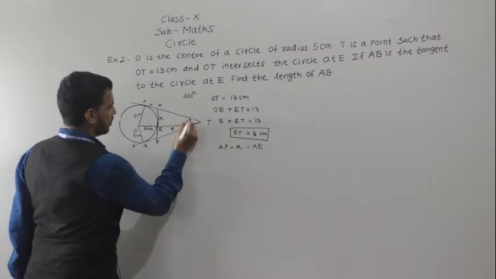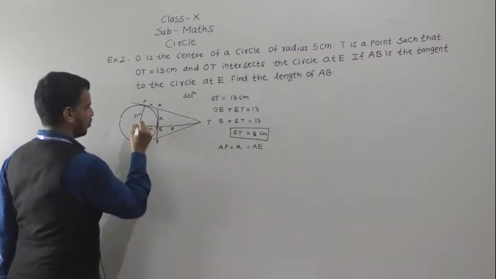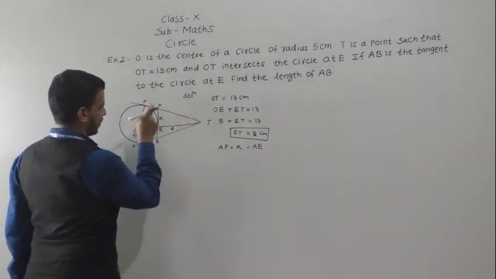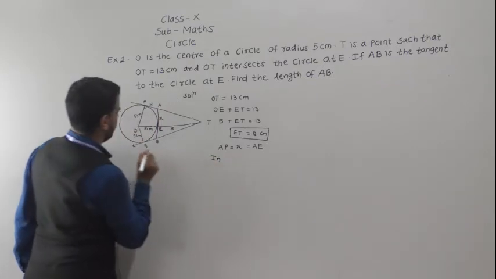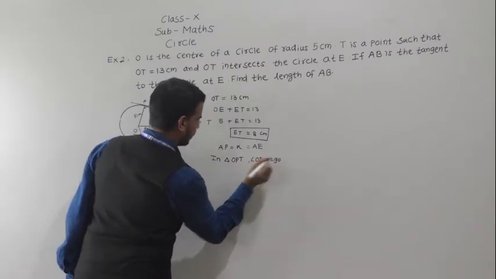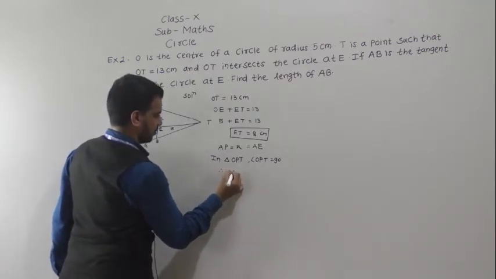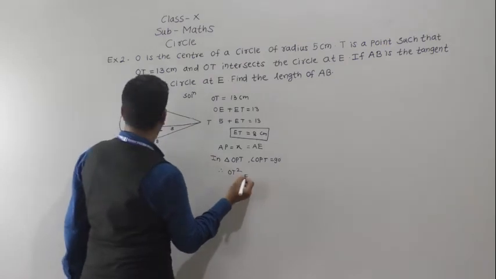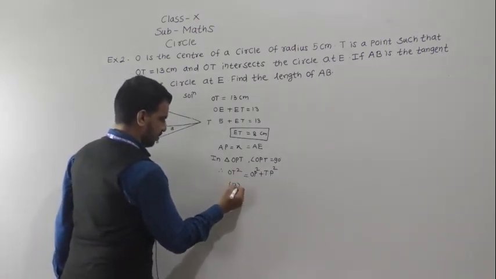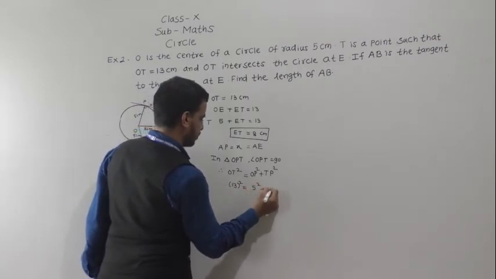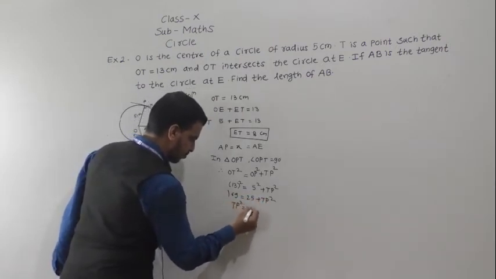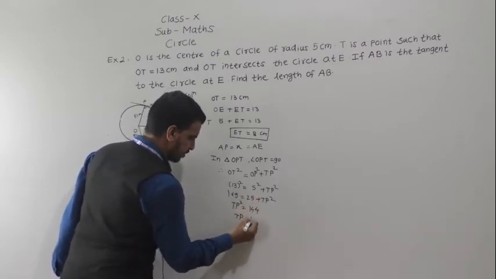Now here if we use Pythagoras theorem, OP is a radius and TP is a tangent, so this angle is a right angle. So if we use Pythagoras theorem, we will get the length of TP. In triangle OPT, angle OPT is equal to 90 degrees, therefore, this is a right angle, so OT is the hypotenuse. OT square is equal to OP square plus TP square. So OT is 13 square, OP is 5 square plus TP square. So 169 is equal to 25 plus TP square. So TP square is equal to 169 minus 25, that is 144, and TP is equal to 12 cm.